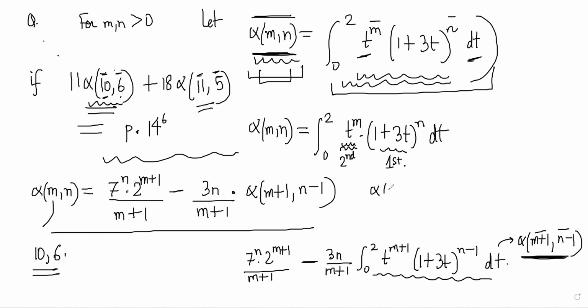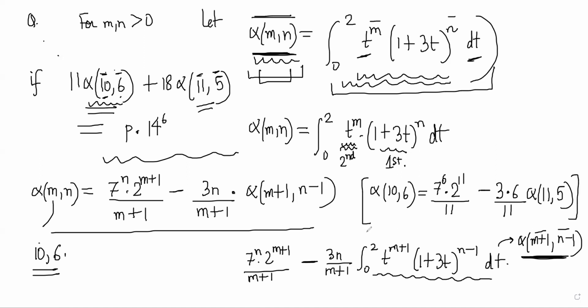Alpha 10 comma 6 is equal to, n, m is 10, so you are getting n is 6, right? So 7 power 6, 2 power 11 by m is 10, so by 11 minus 3 into n is 6 by 11 alpha m is 10, so 11 comma 5. Yes sir. Do you understand everyone what I am doing?